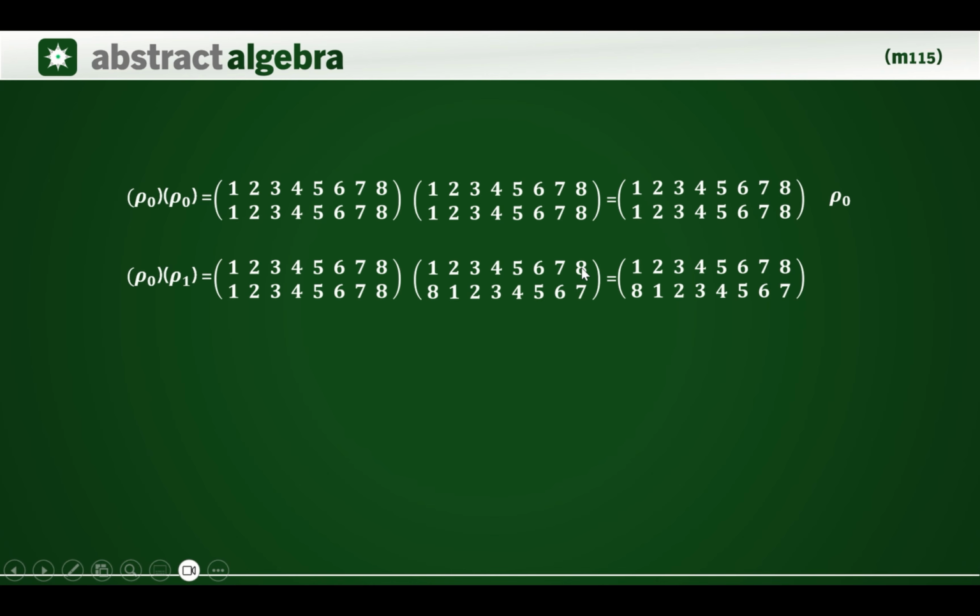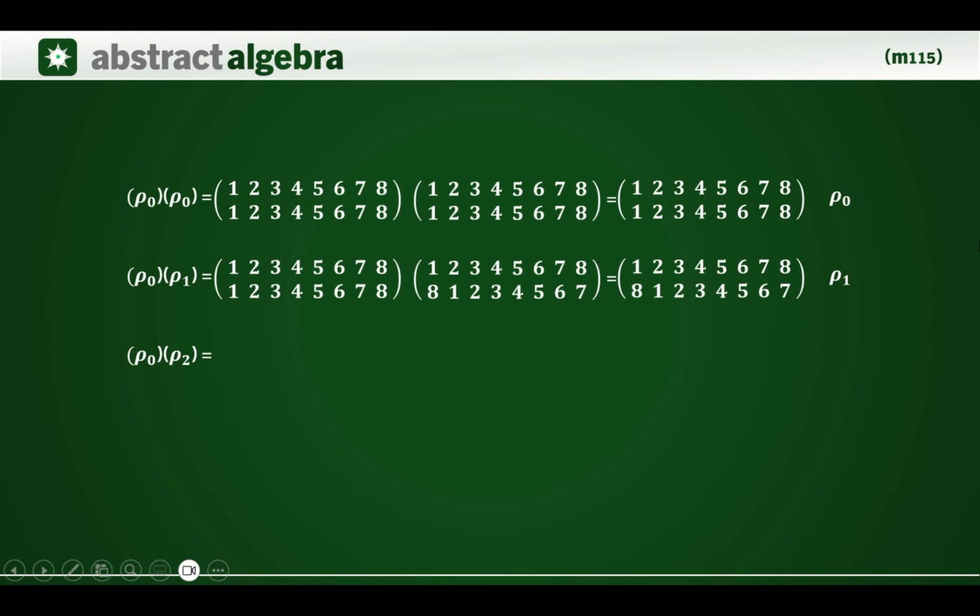Next is the 8 maps to 7. So we are going to find the 7 here. So 7 maps to 7. So 8 maps to 7, which results in the composition of rho sub 0 to rho sub 1 results to rho sub 1 itself.